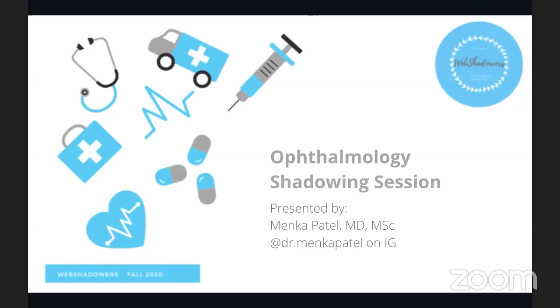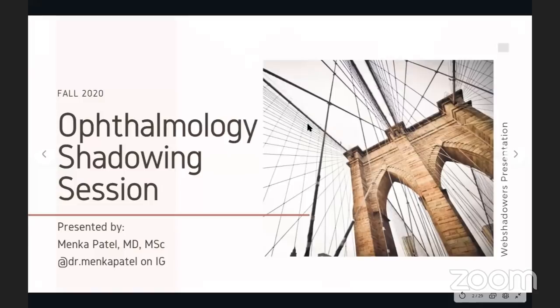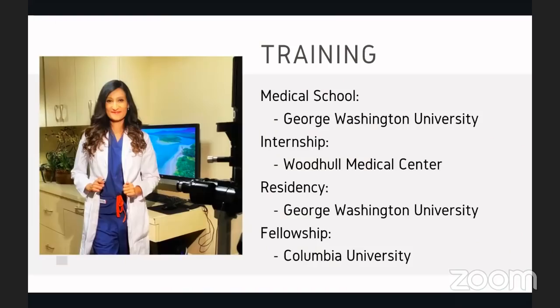Okay, perfect. Hi, everybody. My name is Menka Patel. I'm excited to be invited for this talk and to give you all an idea of what ophthalmology is. So I'll go ahead and give a little bit about myself. I am an ophthalmologist, of course. I went to medical school at George Washington University. I did my intern year at Woodhull Medical Center, which is in New York. I returned to George Washington for 3 years of ophthalmology residency and then returned to New York to Columbia University for a 1-year cornea specialty.